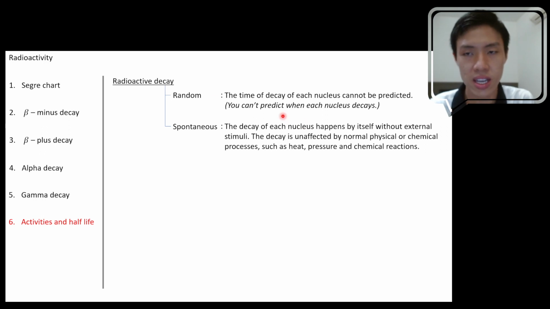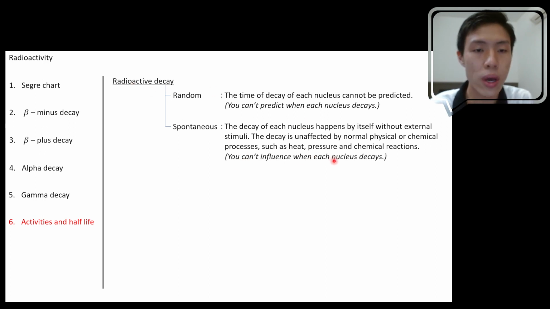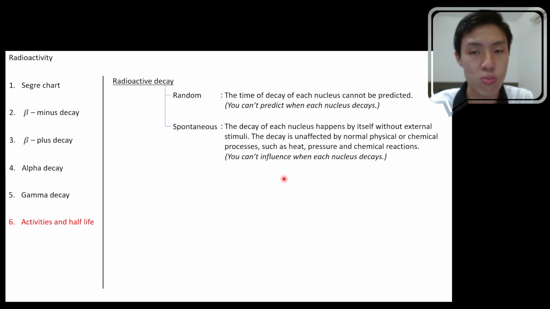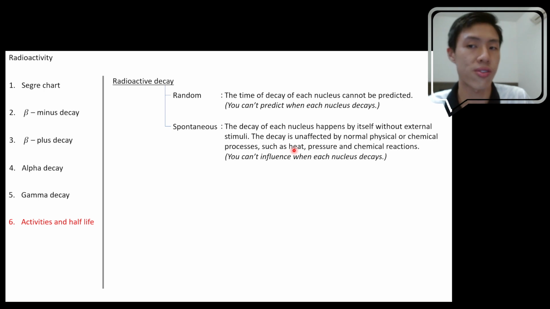So therefore, spontaneous means you can't influence when each nucleus decays. You cannot predict it because the process happens randomly. You don't know at which moment which particular nucleus will decay. Then it's spontaneous because you cannot do anything to change the rate of the process. That's why we call radioactive decay random and spontaneous.